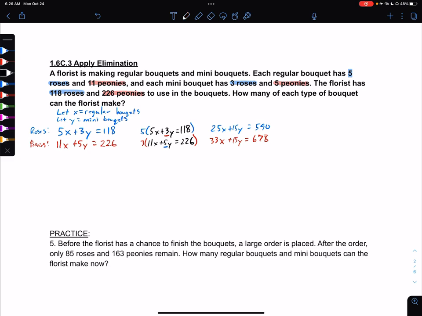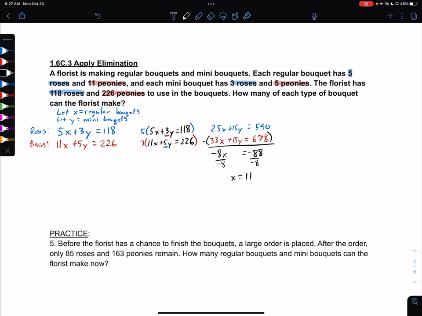So now we have y values that match up. They're the same sign, so we're actually going to subtract these equations. So we get 25x minus 33x, which gives us negative 8x. The y values are eliminated, and 590 minus 678 would be negative 88. So we can solve for x by dividing by negative 8, and x will be equal to 11. So that tells us that we can make 11 regular bouquets.